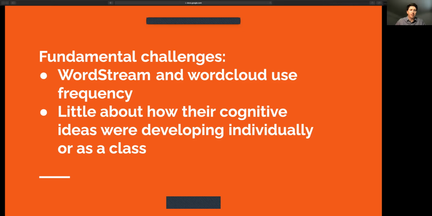And another complaint was that there's very little about how the cognitive ideas were developing individually or as a class. Oftentimes the peaks in the word topic have more to do with the prompts that were being asked that week than necessarily a measure of their assessment. And so future work would probably focus on these challenges, trying to use cognitive change and integrate the criteria-based rubric, and also figuring out how to use language in combination to show the co-occurrence of ideas.